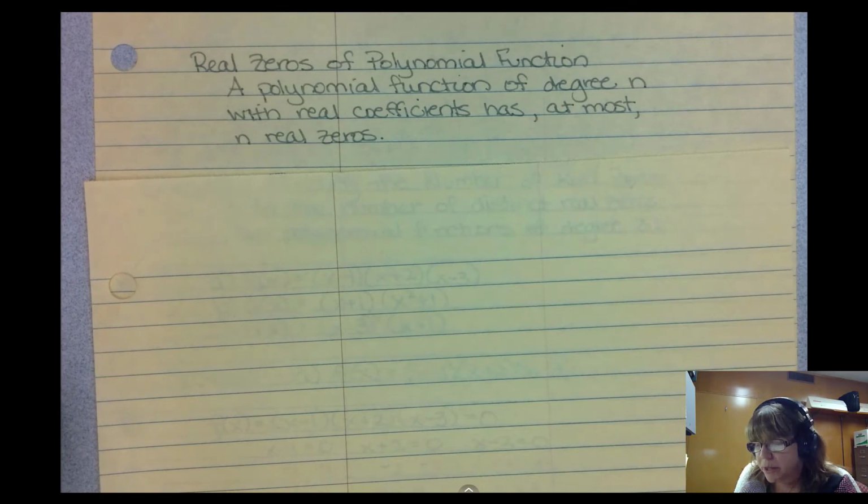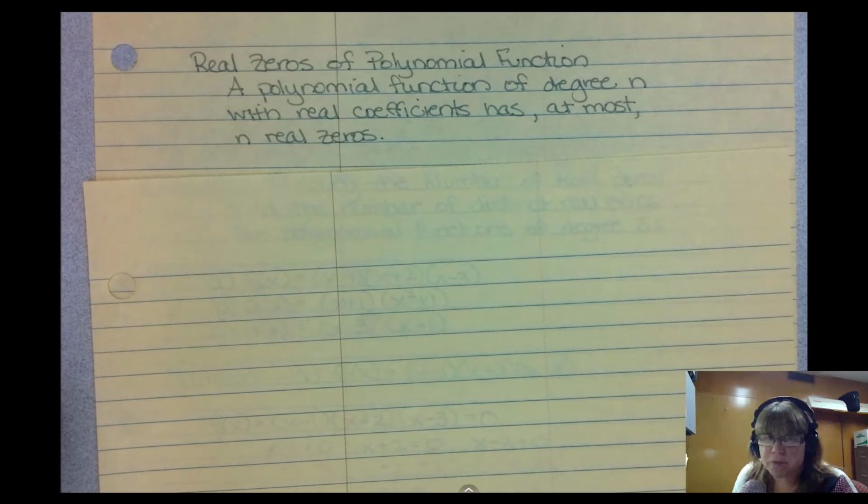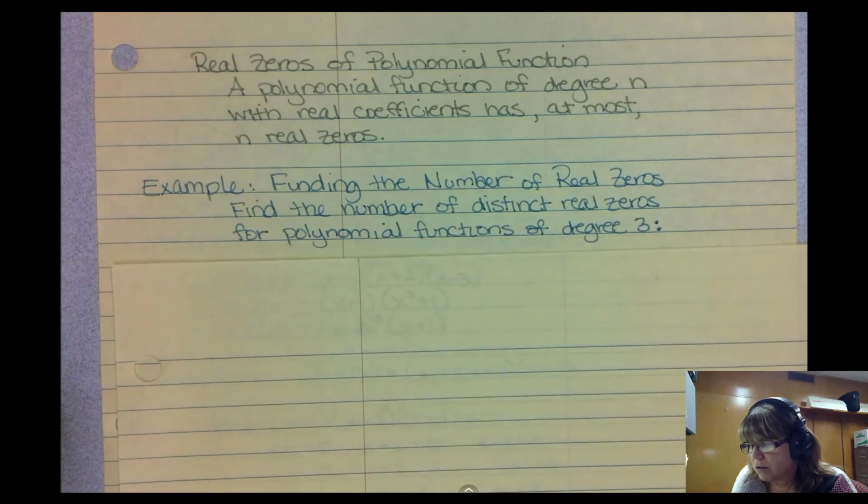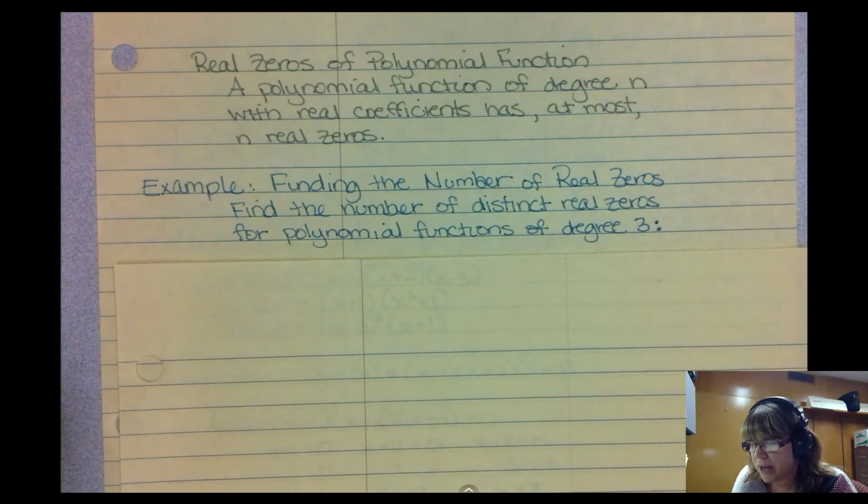Okay, so we looked at real numbers for a polynomial, but there is actually a rule about real zeros. When you have a polynomial function with degree n with real coefficients, then it has at most n real zeros. So if it's degree 3, you're not going to have more than 3 real zeros. You can have fewer, but not more than 3. So let's figure out how many real zeros we have and find the number of distinct real zeros for a polynomial function of degree 3.